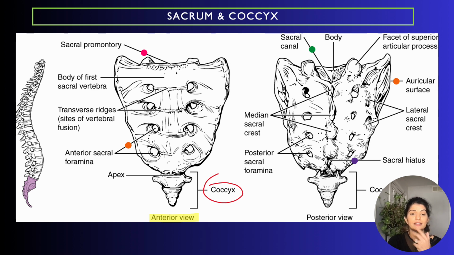Now, the one thing I wanted to mention is the sacrum actually starts as separate vertebrae but fuses by adulthood. So around 30 is when it's fully fused. So just another fun fact to note about the sacrum.